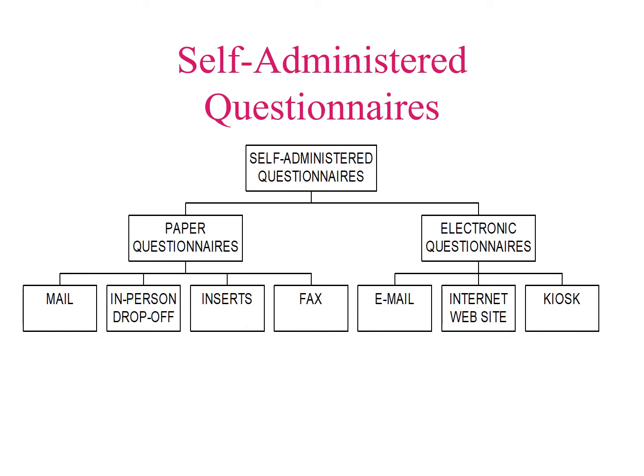Self-administered questionnaires can be conducted with two types. One is paper questionnaire. It means that it can be conducted with mail, in-person drop-off, inserts, fax, etc. While electronic questionnaires can be sent through email, internet website, or kiosk.